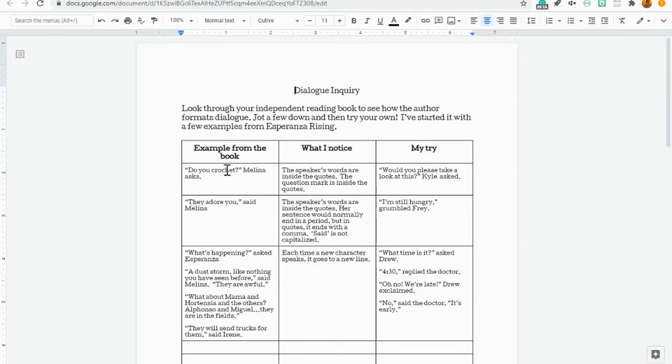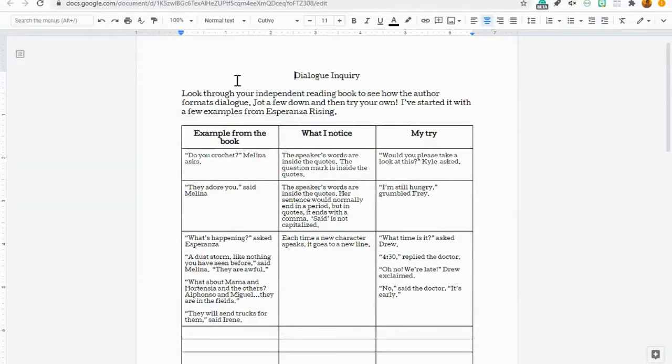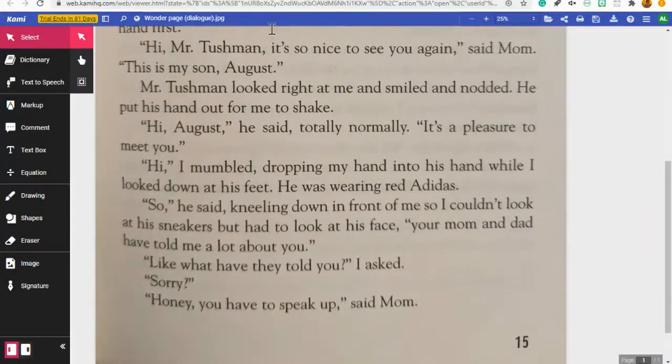So, to look at this, I've created this thing that's called a dialogue inquiry. And what I like to do is find an example from a book and then say, what is it that I noticed that's happening? So these examples are from Esperanza Rising, but you can fill this out by looking at either your own book, or let's look at a couple examples. One is from the book Wonder, which you may be familiar with.